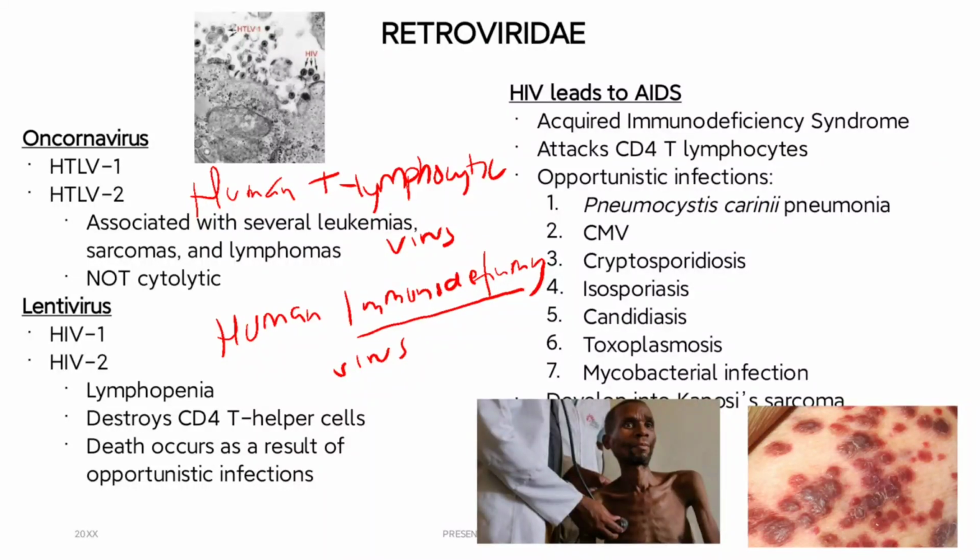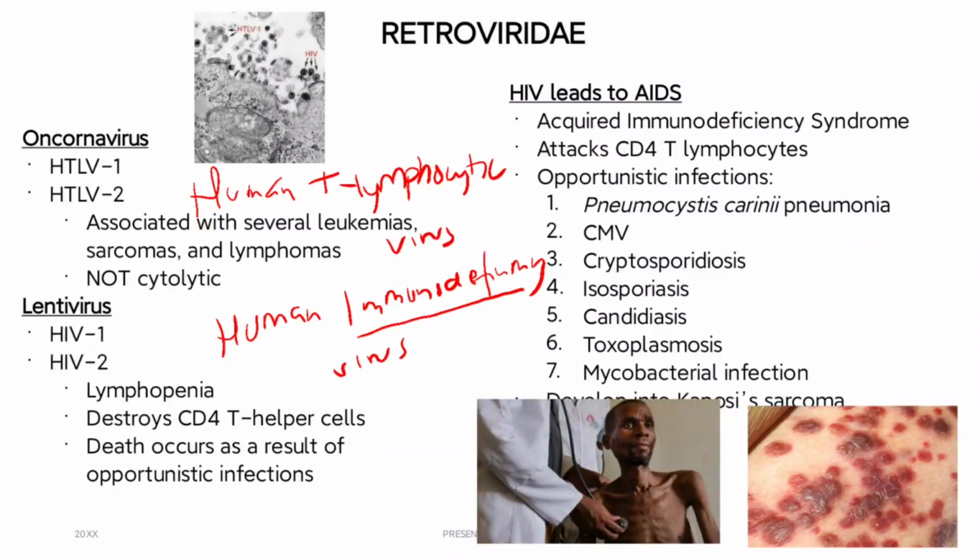Number 1 is what we discussed in the midterms, that is the pneumocystis carinii pneumonia, a fungus. Number 2, CMV or your cytomegalovirus. Number 3, cryptosporidiosis. Number 4, isosporiasis, those are parasites. Number 5, candidiasis. Okay. Yeast. Number 6, toxoplasmosis. That is a parasite. Number 7, mycobacterial infection. So, TB, leprosy, no? Those.